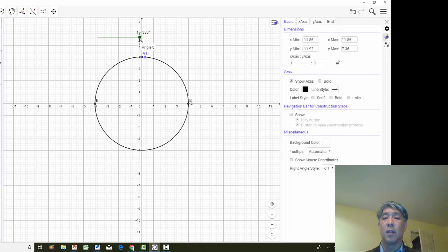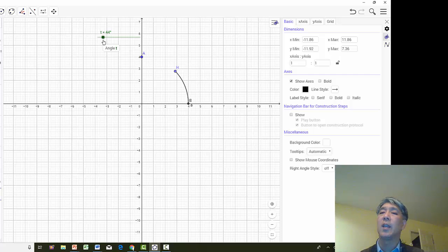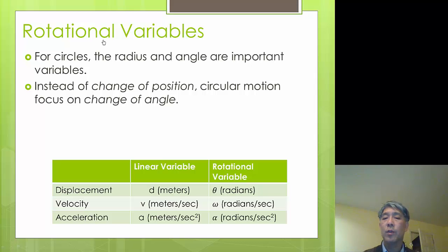Just like with velocity, I can have negative displacement. So if I go all the way down to, say, 45 degrees, at 45 degrees, I have negative 45 degrees of displacement. So that's what rotational or angular displacement is. How many degrees difference? I can certainly have more than one circle worth of displacement, especially for things that roll like a tire.